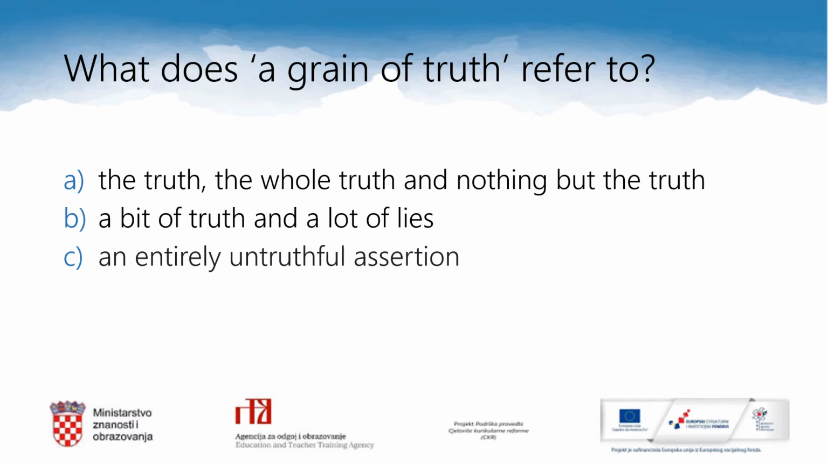What does a grain of truth refer to? A. The truth, the whole truth and nothing but the truth. B. A bit of truth and a lot of lies. C. An entirely untruthful assertion.